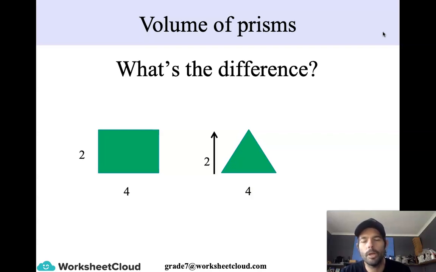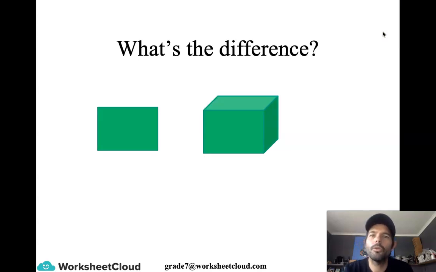So if I give you those measurements now, and they're exactly the same, you should be able to determine that the area of the rectangle will be 8 units squared, and the area of the triangle would be 4 units squared. Okay, now I'm going to ask you, what is the difference of these two shapes?